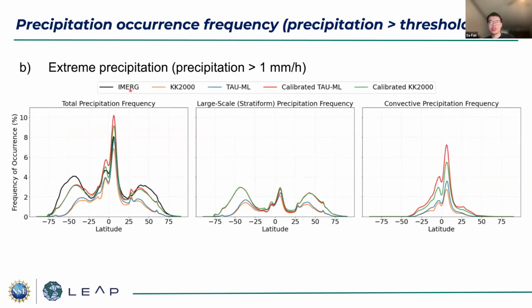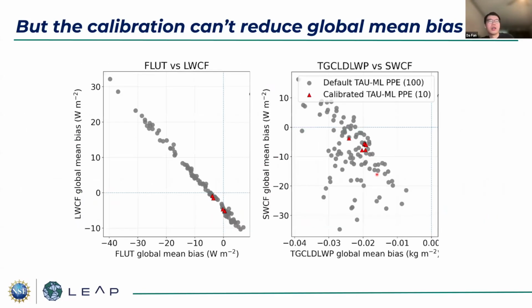Then for the extreme precipitation, where we set the threshold to 1 millimeter per hour, we still see great improvements in the precipitation frequency. Still, the improvements in the mid latitudes come from the better representation of large scale precipitation, while the improvements in the tropics mainly come from better representation of convective precipitation. But we found this latent space calibration is still not perfect.